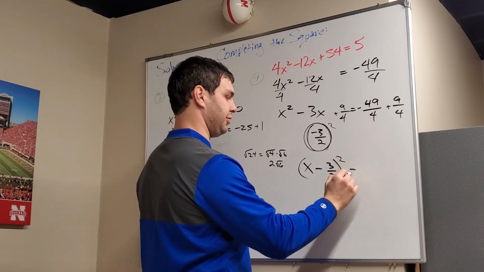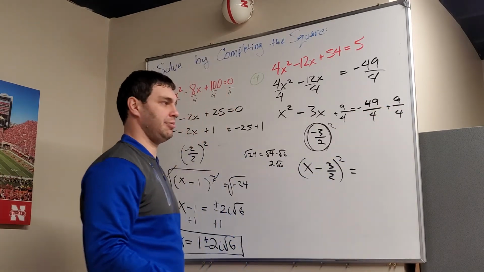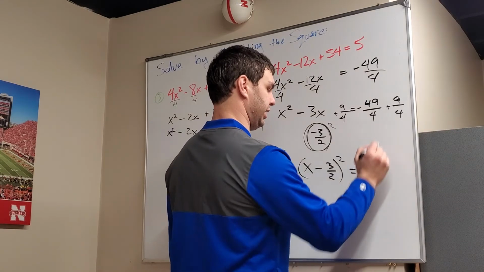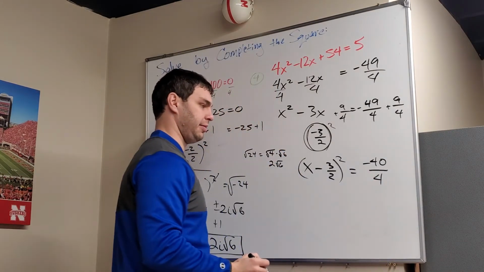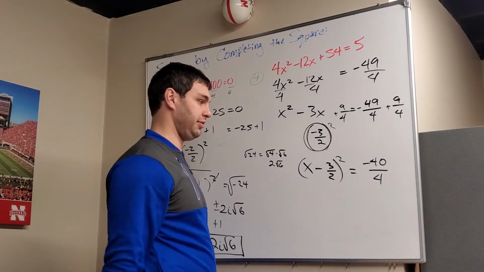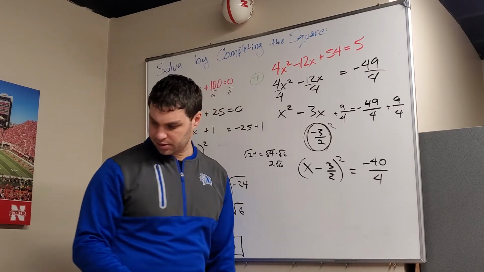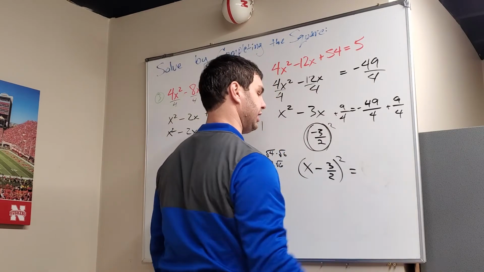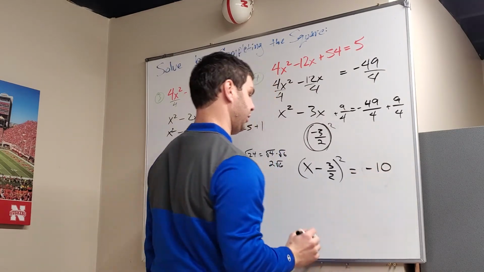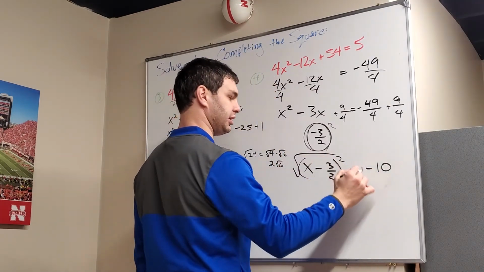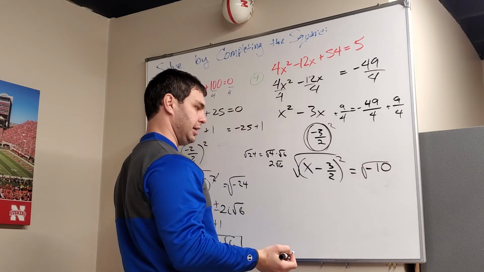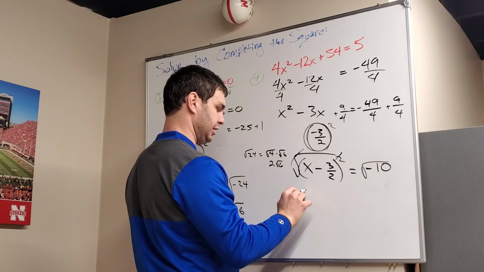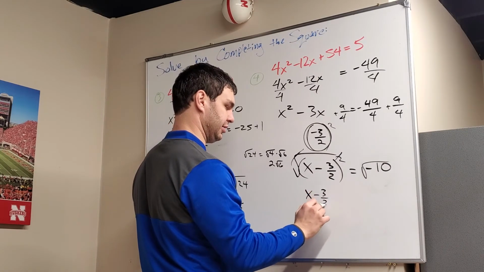Okay, on the other side, we have to do a little bit of math. Negative 49 plus 9 is negative 40 divided by 4. Okay, and you can make that just negative 10 if you want. In fact, let's do that. Again, erase some more stuff. Make it a negative 10. There we go. Okay, take the square root of both sides. And what does this do for me? This cancels my square and square root, leaving me with just x minus 3 over 2.